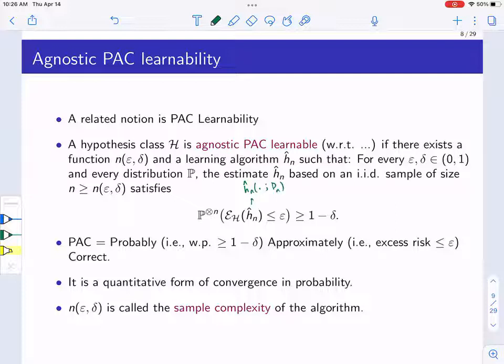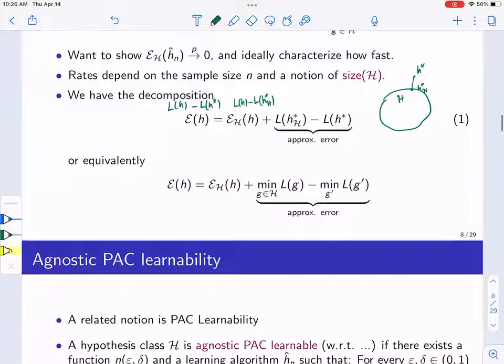You can think of h hat n both as the estimator and as the rule. The rule applied to this would be the estimator, and the randomness in this is described by the distribution, which is the product of these n times. So this is saying that with probability at least 1 minus delta, this is less than or equal to epsilon. This is very much like the consistency that I mentioned.